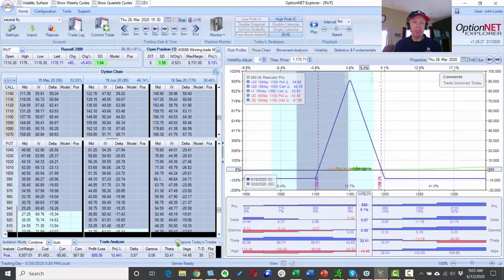We're going to want to do the same thing. We're going to do our roll up, 20 points under the money. We'll move our call so that we're relatively flat delta. And here's our position here. We're up about $886 or $888.